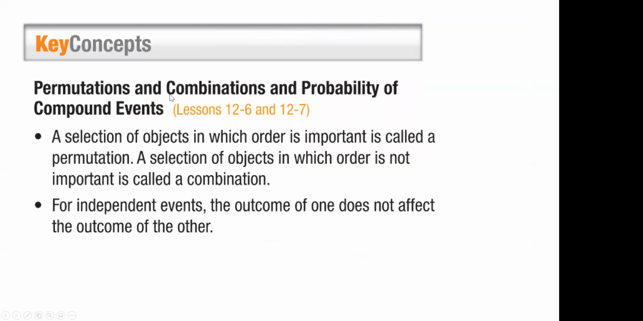Okay. So permutations and combinations and probability of compound events. A selection of objects in which order is important is called a permutation, and a selection of objects in which order is not important is called a combination. For independent events, the outcome of one does not affect the outcome of the other.